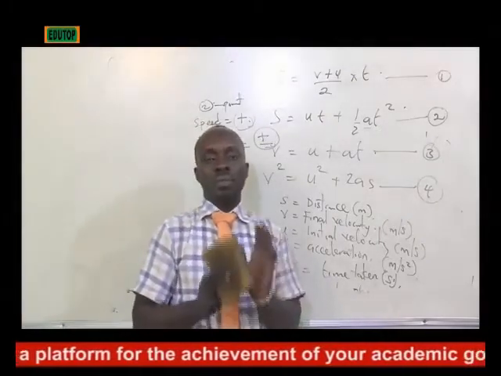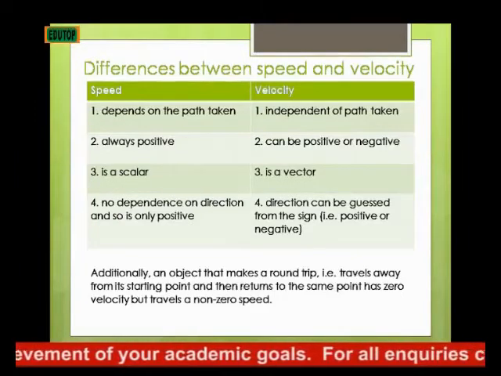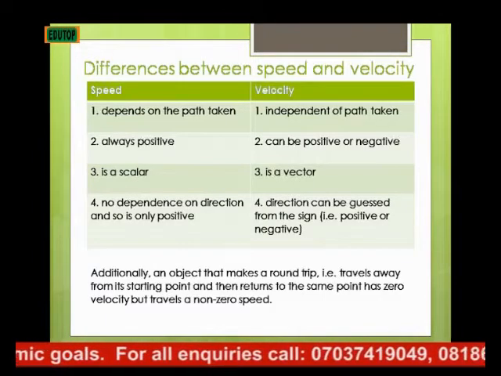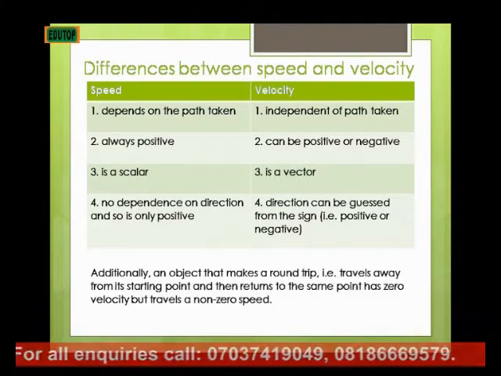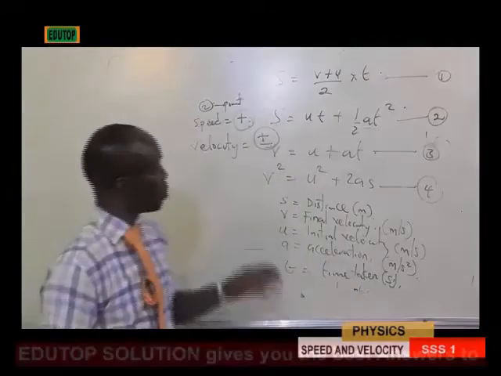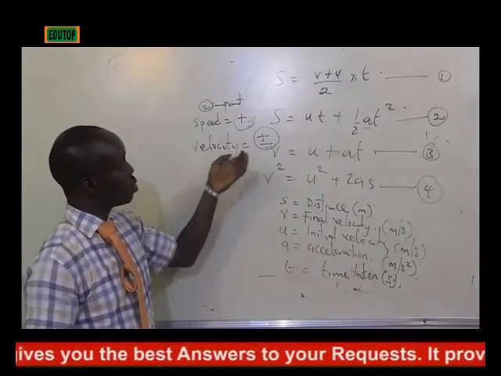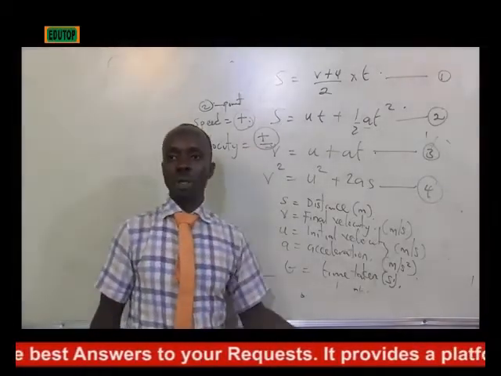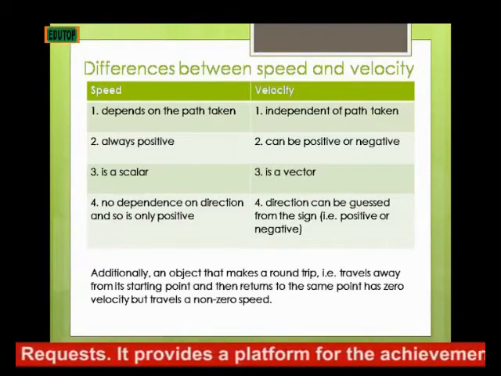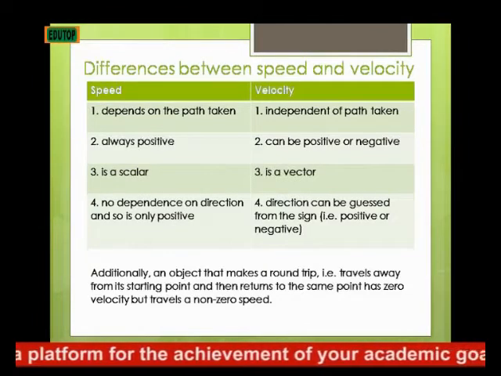The third one is speed is a scalar quantity. Yes, speed is always a scalar quantity. If we go through the initial topic we started with, scalar and vector quantity, so if you go to examples of scalar quantities, you see speed. When we go to examples of what? Vector quantities. Examples of vector quantities, you see what? Velocity. Now the fourth point is that speed has no dependence on direction and is only positive, which we have said the other time.